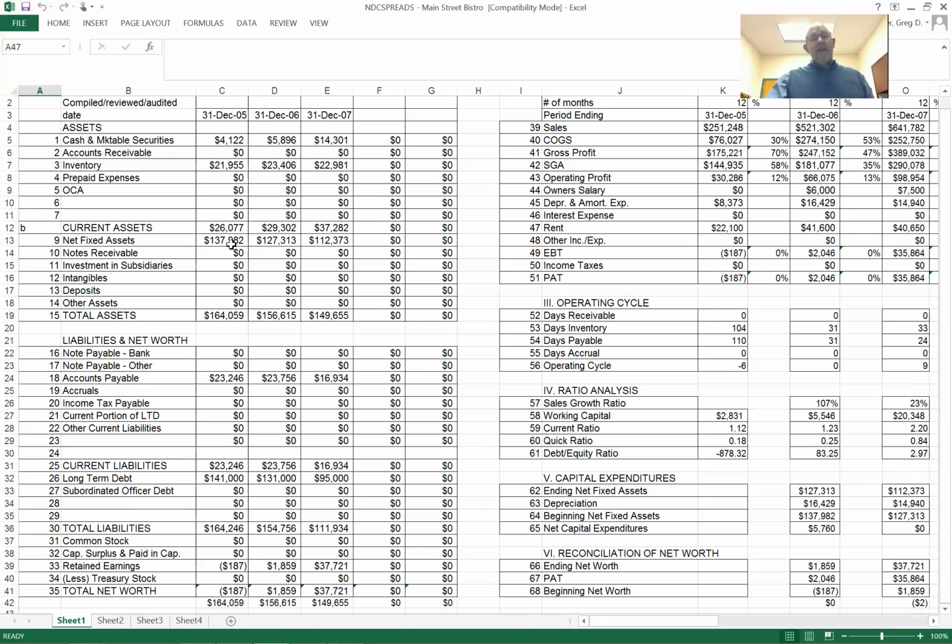We have some net fixed assets, and when I look at this, I see the assets declining, which tells me that they're not buying new equipment. So they're depreciating their assets. So in the 3 years here, at least, we know that they're not spending money on equipment.